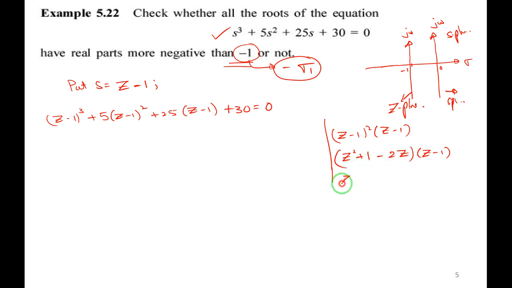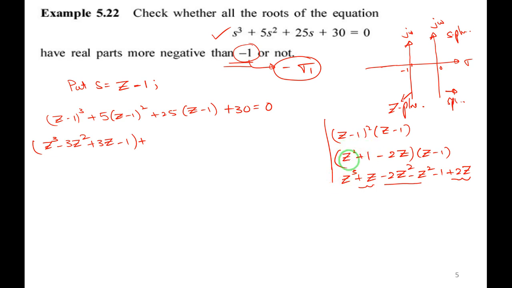So let me multiply here: z cube plus z minus 2z square, then multiply by minus everything, minus z square minus 1 plus 2z. So what I will be getting, I'll write it here: z cube, then minus 2z square minus z square, minus 3z square, then z plus 2z, 3z, minus 1. Okay, I got this.